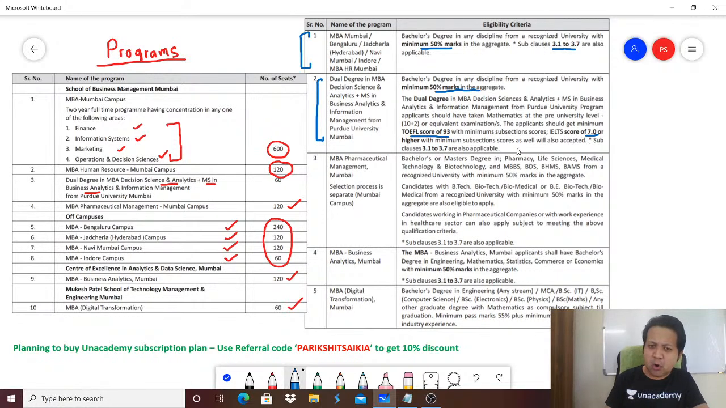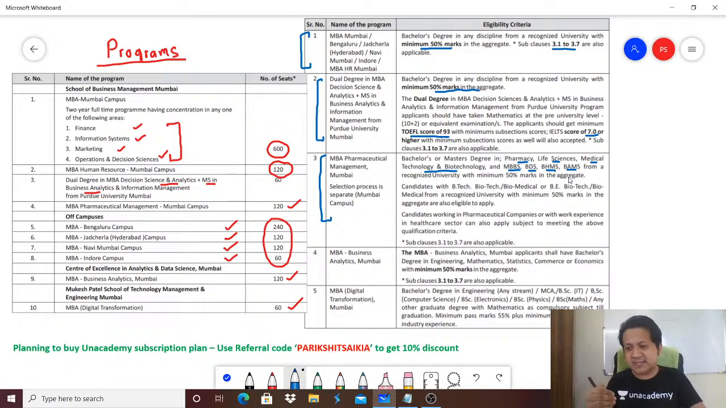Similarly, if you want to opt for an MBA in pharmaceutical management, not everyone can opt for it. If you want to do so, then it is essential that you hold a bachelor's or a master's degree in either pharmacy, life sciences, medical technology and biotechnology, or you might wish to be a doctor: MBBS, BDS, BHMS and BAMS. So if you hold one of these bachelor degrees, you might want to opt for an MBA in pharmaceutical management.